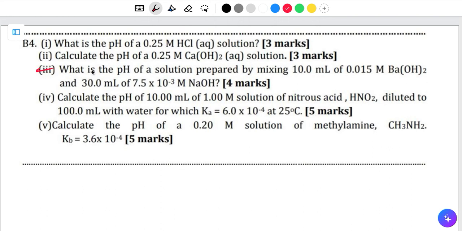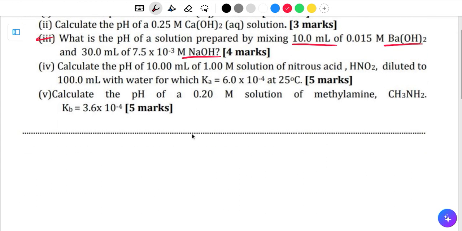What is the pH of the solution prepared by mixing 10 mL of 0.015 molality of barium hydroxide as well as 30 mL of 7.5 multiplied by 10 to the power negative 5 molality of sodium hydroxide? So we are dealing with bases here. Let me just separate them. At first we have barium hydroxide, and then secondly we have sodium hydroxide.